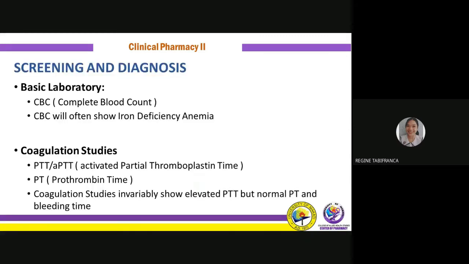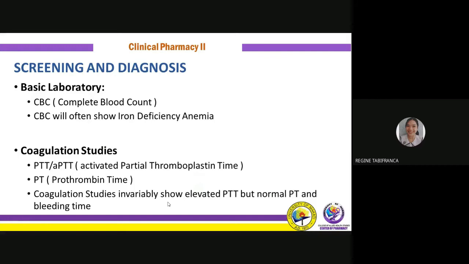For the screening and diagnosis, first is the basic laboratory, which is the CBC. The CBC is the common test to measure the amount of hemoglobin, size and number of RBC and WBC, as well as the platelets found in blood. In patients with hemophilia A and B, the CBC is normal. However, they have decreased hemoglobin and RBC in cases of heavy or prolonged bleeding, and CBC will often show iron deficiency anemia due to subclinical bleeding.